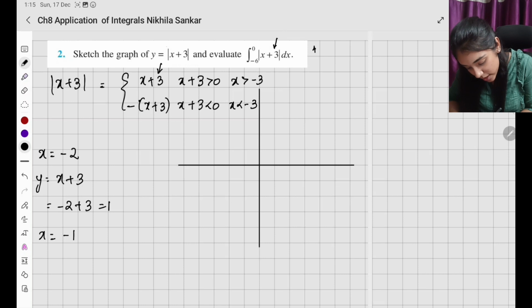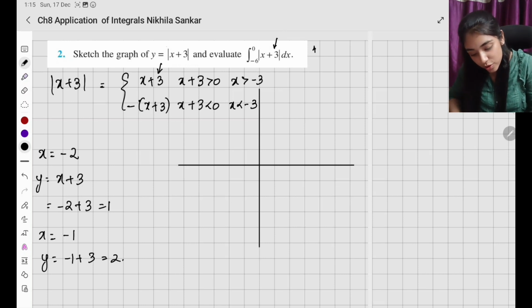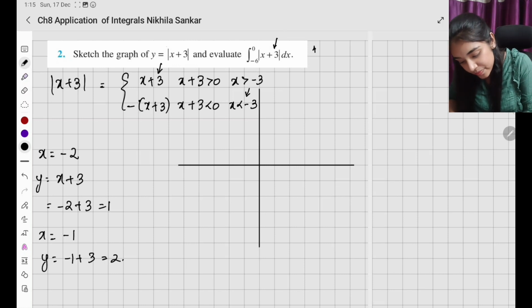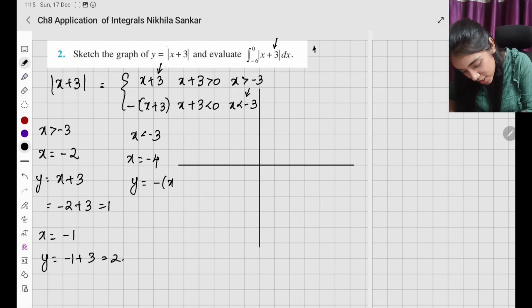At x equals minus 1, I have y equals minus 1 plus 3, which is going to be 2. Now I'm going to take the values where x is less than minus 3; the earlier one was x greater than minus 3. So x is going to be minus 4, and I have y equals minus of x plus 3.